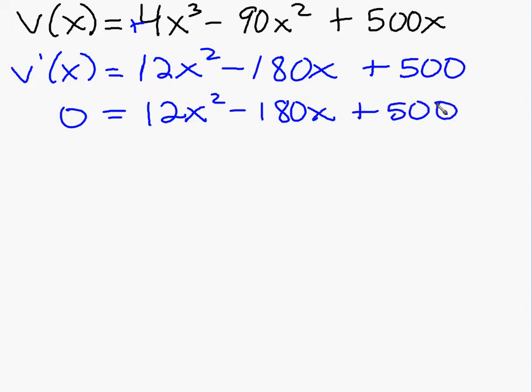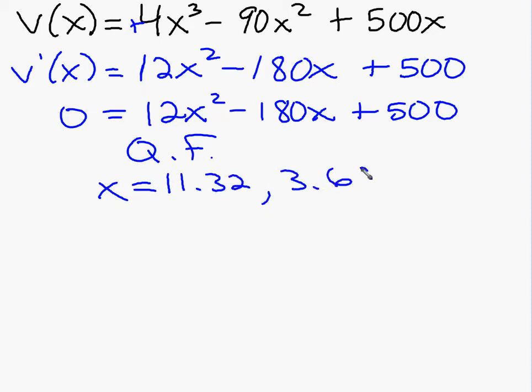Okay, and this is a good place for the quadratic formula probably. And you're allowed to use a calculator. I suppose I could divide everything by 12, but I think I'd get a decimal over there for 500. So if you use the quadratic formula, I'm just going to put QF, quadratic formula, you get this. X equals 11.32, and you also get 3.68.